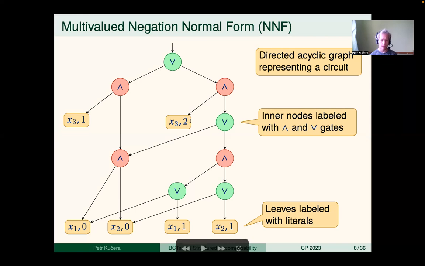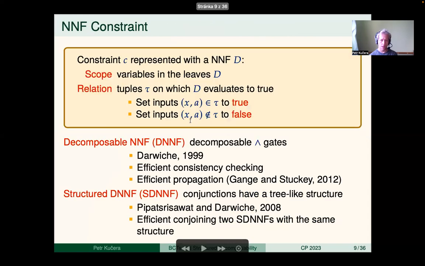But unlike in the Boolean case, here we consider multivariate literals, which means pairs of a variable and a value from its domain. So if we identify x1=0 with the negation of x1, and x1=1 with x1, we would get the negation normal form as a representation of Boolean functions. So we may consider these as a representation of constraints as well.